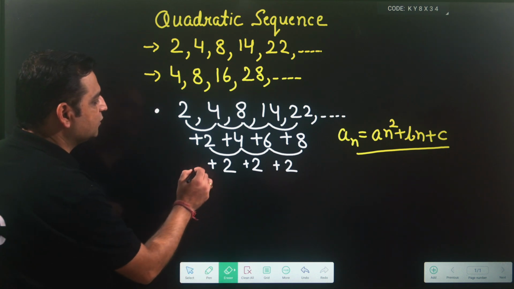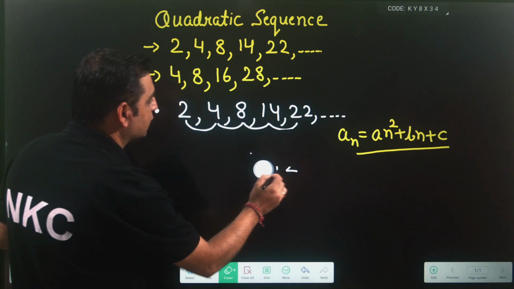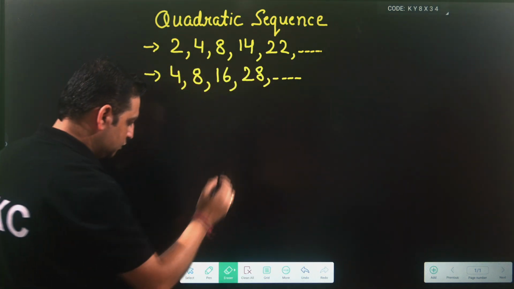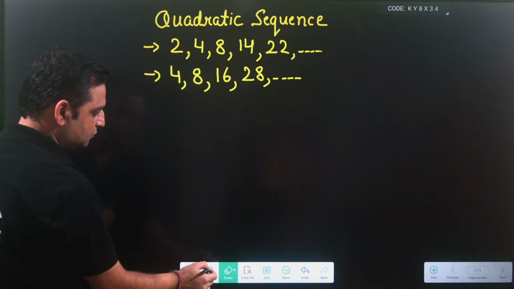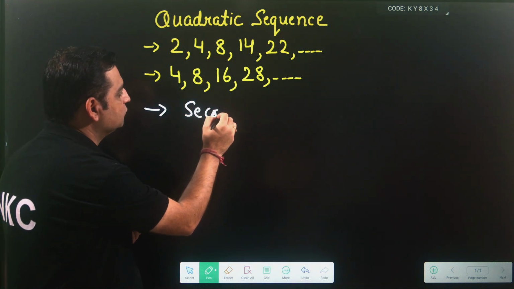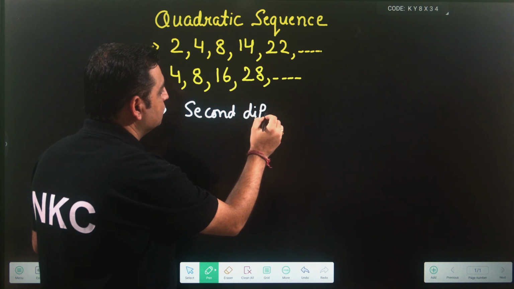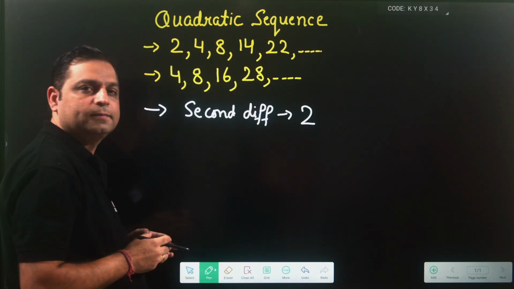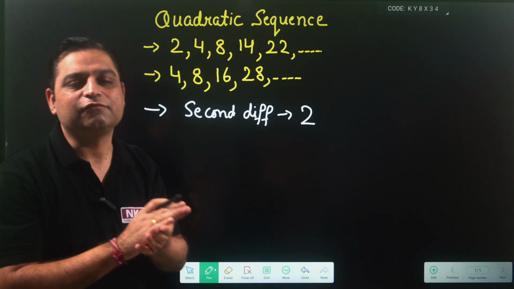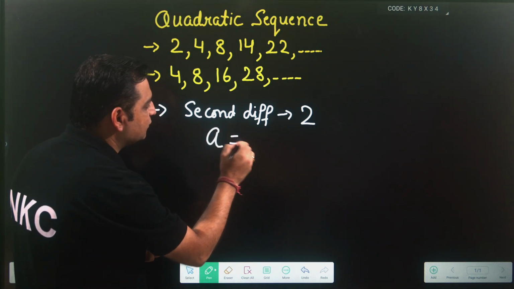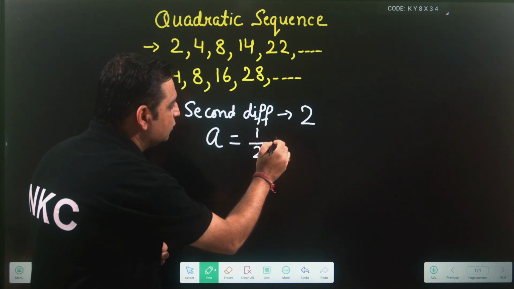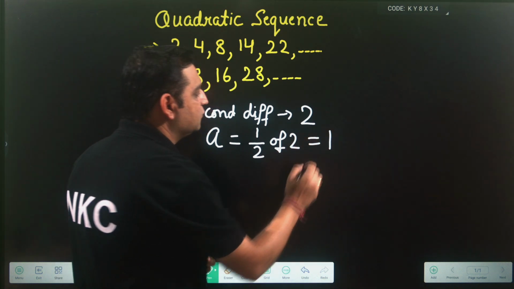Let us try to understand. Firstly, we have found that this is a quadratic sequence. Now what we need to do is remember the second difference. What was the second difference we found in the first one? The second difference was 2, right? Do remember the step. You need to take half of that. The value of a will be found by taking half of the second difference. The second difference was 2, half of it is 1.